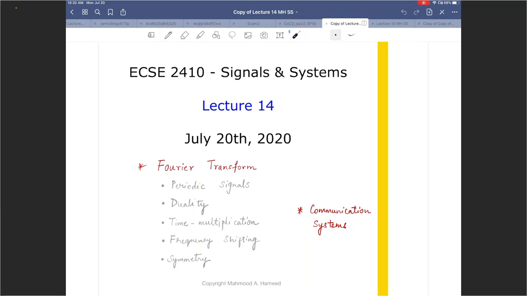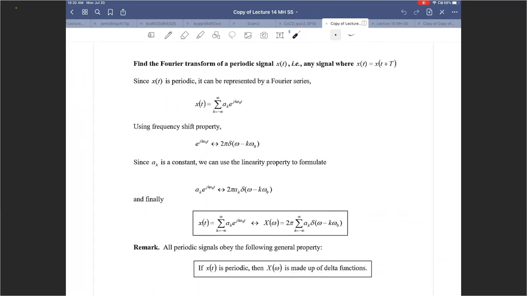So communication systems discussion will be very generic and applicable to essentially communication between 2 points, and we are going to specifically focus on amplitude modulation. Okay, so let's talk about Fourier transform of periodic signals first.